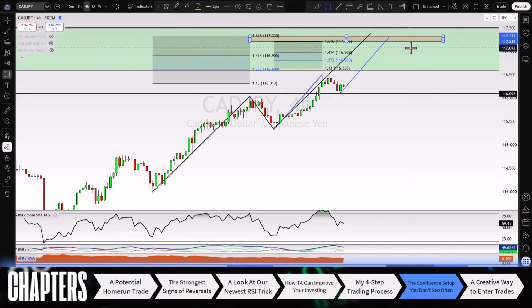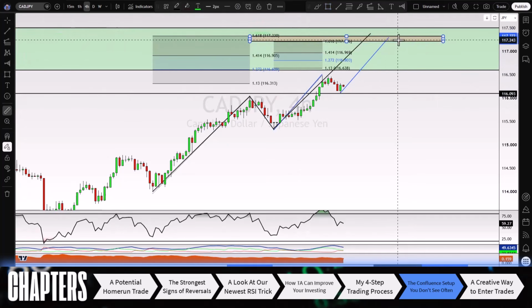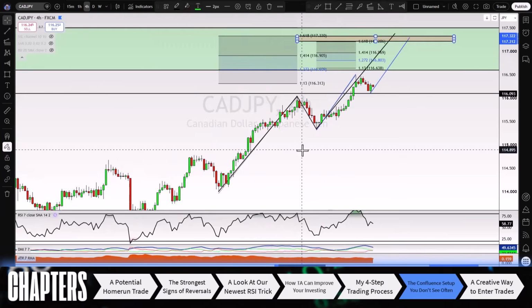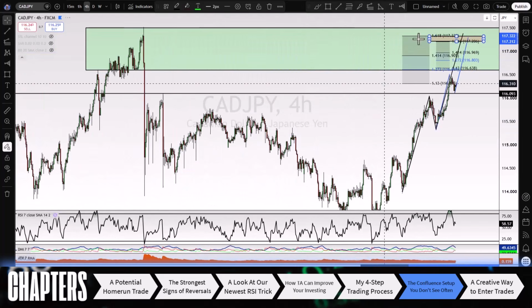So what I've done is I've taken that big almost 100 pip zone and I've now dialed down on what? A little zone of about 15 pips. So a much better target projection there. And you can see it lies right at the top.